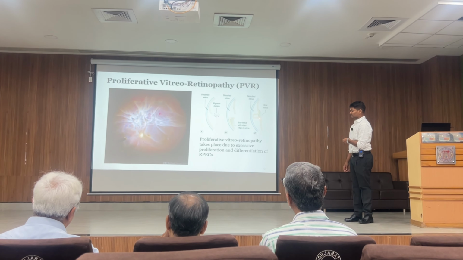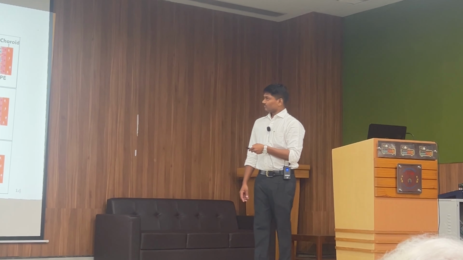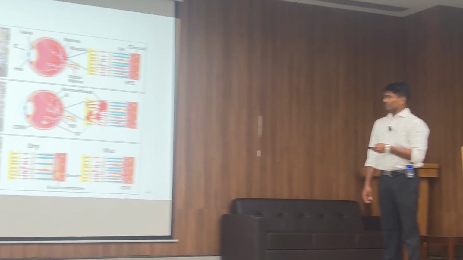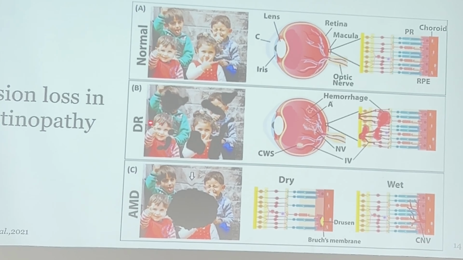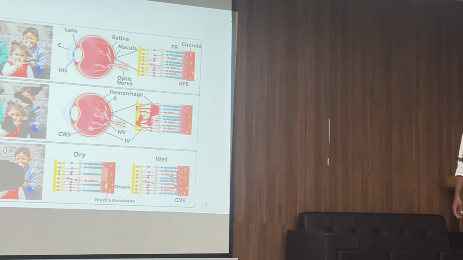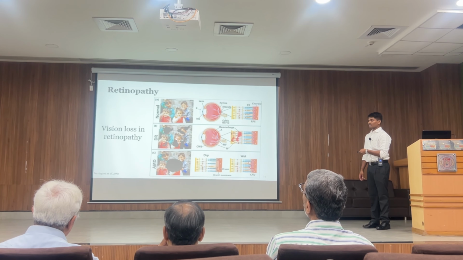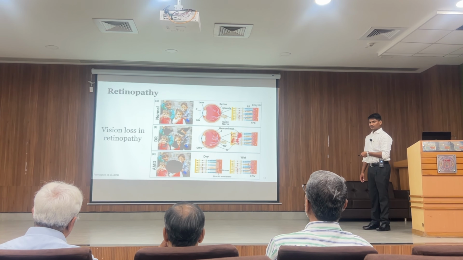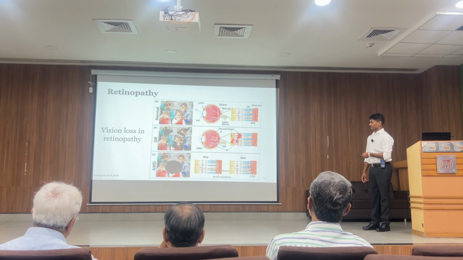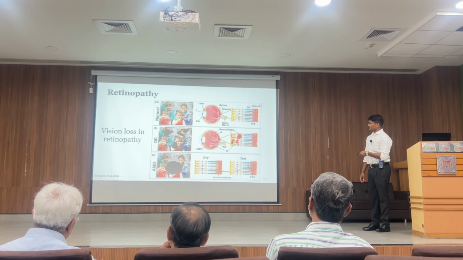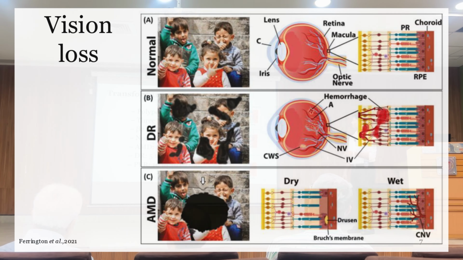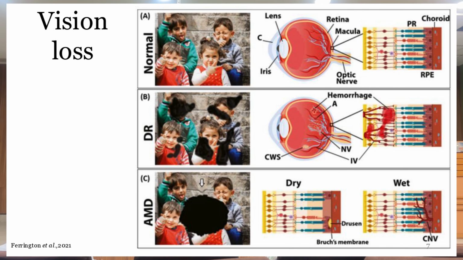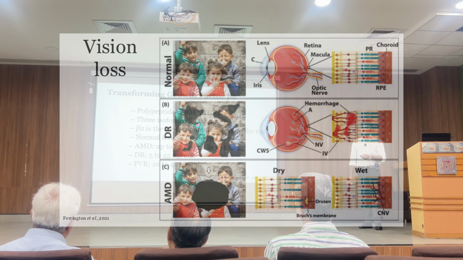From this picture we can see what kind of vision a patient of diabetic retinopathy and a patient of age-related macular degeneration have. The topmost picture explains the normal condition. The middle picture, the DR label picture, explains what kind of vision a patient of diabetic retinopathy has. The AMD label picture explains the central cotton wool spot, whereas in diabetic retinopathy scattered spots can be seen.